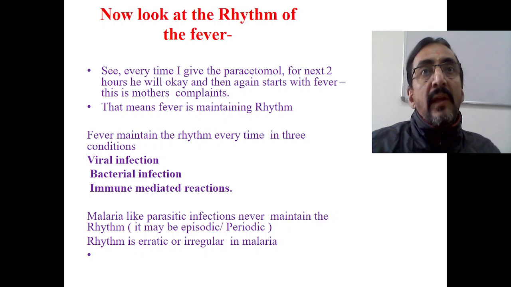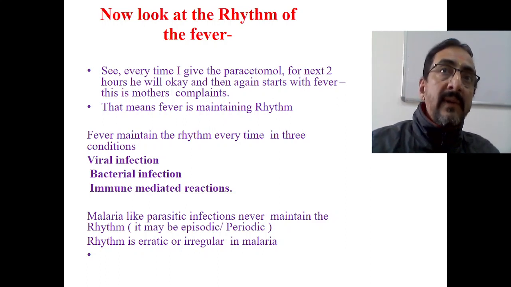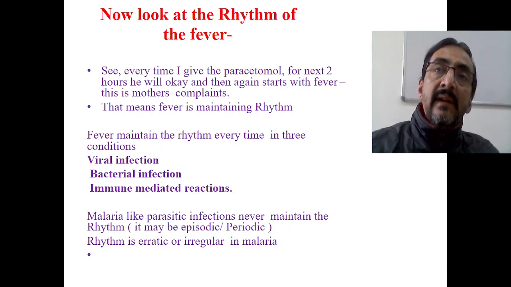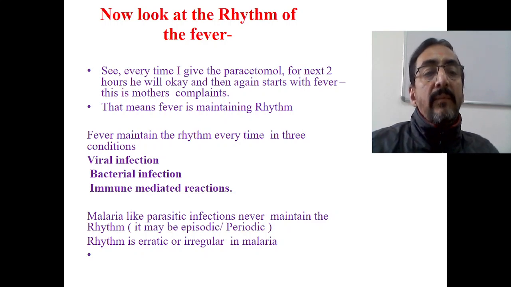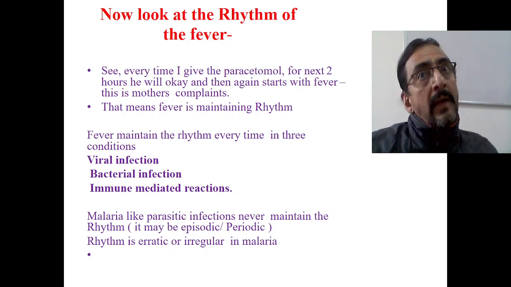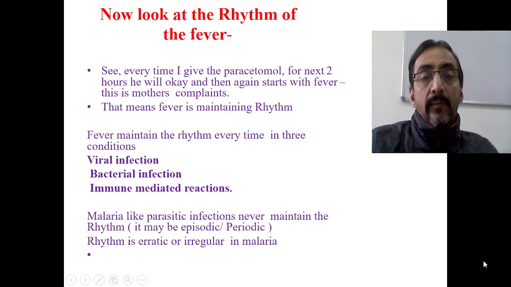The other 3 always maintain the rhythm. So therefore we say that rhythm is irregular in parasitic infections, whereas rhythm is regular in viral, bacterial and immune mediated reactions. Now we have to differentiate viral, bacterial and immune mediated. Now in all the 3 we are getting the rhythm. How to differentiate whether it is viral, bacterial or an immune mediated reaction? That we'll see now.